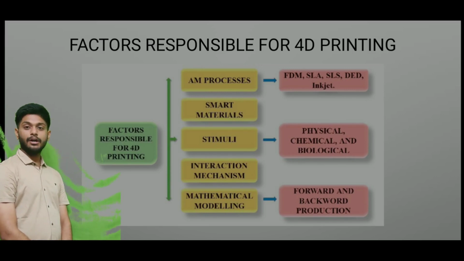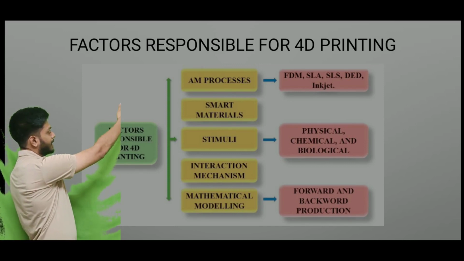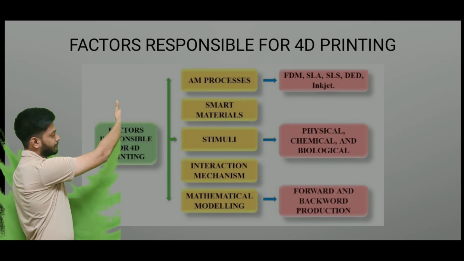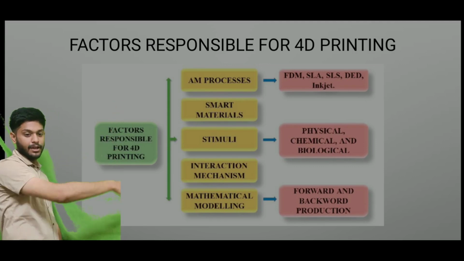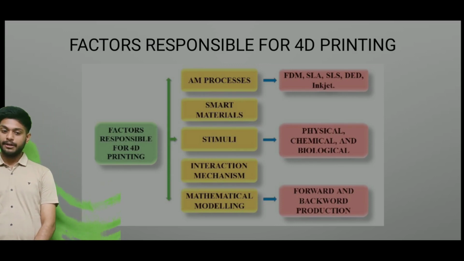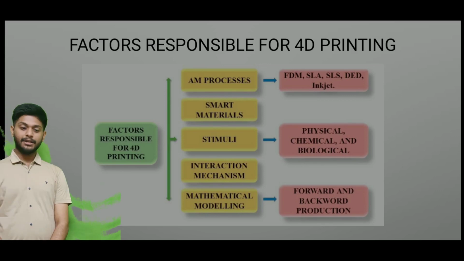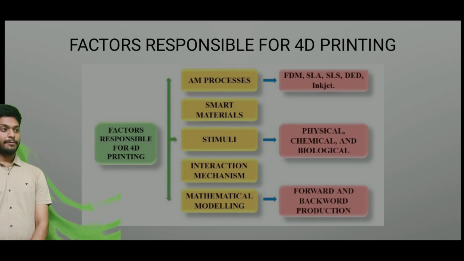If we talk about the AM processes, we can see that there are FDM, SLA, SLS, and many more. If we talk about stimuli, there are physical, chemical, biological stimuli, and mathematical modeling are forward and backward production.